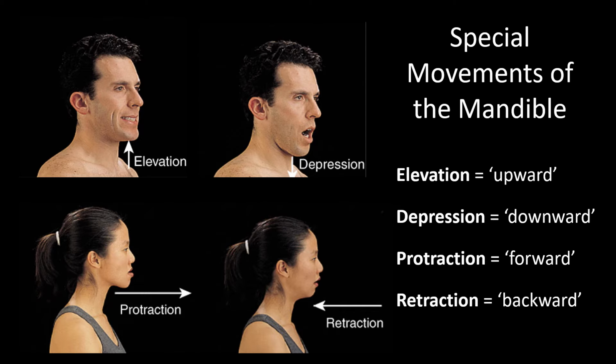Protraction is when you stick your jaw out. So you are sticking your jaw anteriorly. And retraction is where you withdraw your chin. So you are withdrawing your jaw posteriorly.